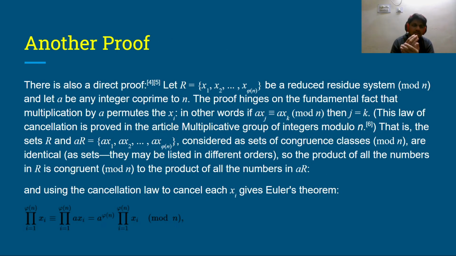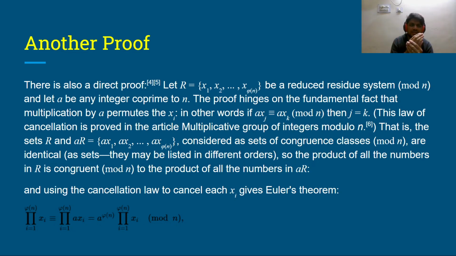Another proof, let's see about another proof. There is also a direct proof. Let R = {x1, x2, ..., x_φ(n)} be a reduced residue system mod n, and let a be any integer coprime to n. The proof hinges on the fundamental fact that multiplication by a permutes the residues.